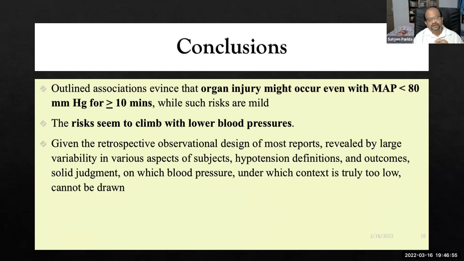But given all the data that I have looked at, I would assume that 65 millimeters of mercury would seem to be a reasonable range of blood pressure to maintain in most of our subjects, given that below this, the risk of organ injury becomes high risk, if you remember the red panels. However, a more discerning clinician might well disagree with me.